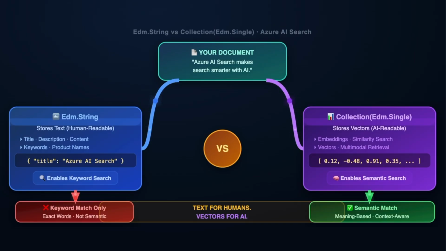Alright, quick recap before we wrap up. Edm.String stores text, it powers keyword search. Edm.Single stores vectors, it powers semantic search. Your document can and should have both. Pick the wrong type and your search breaks.